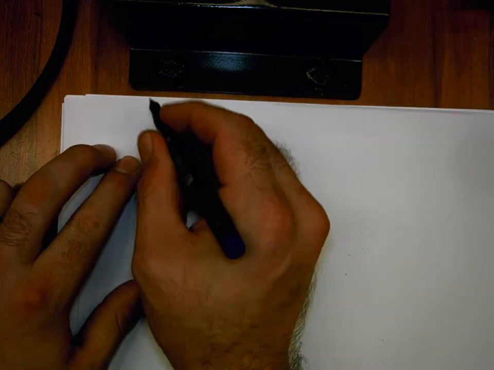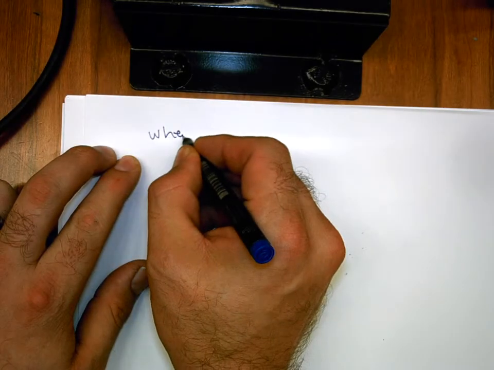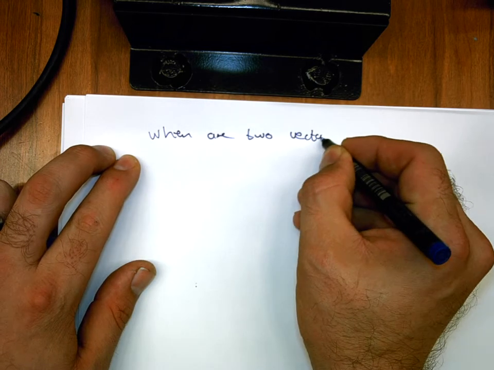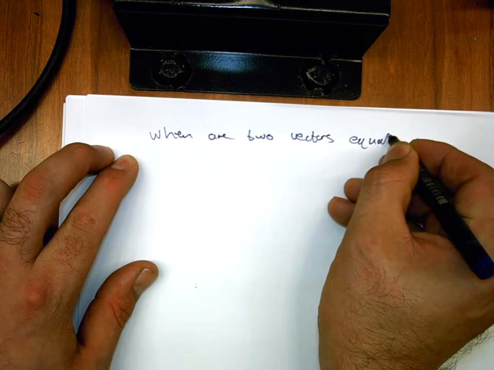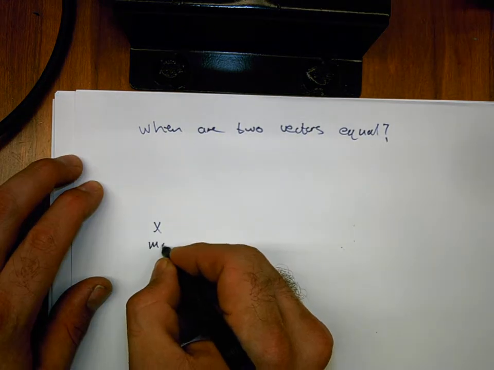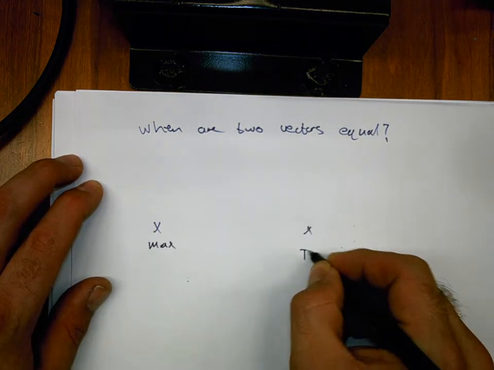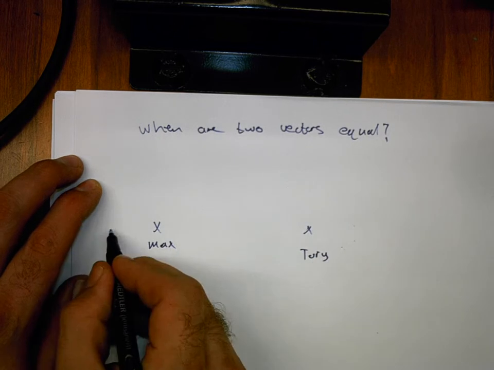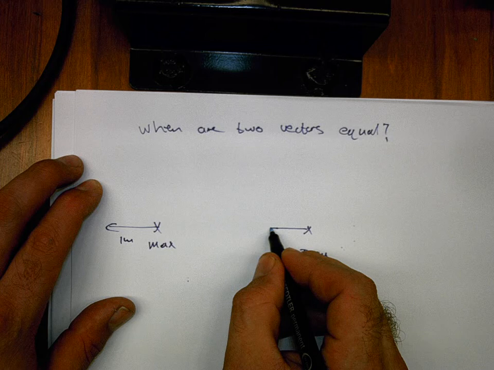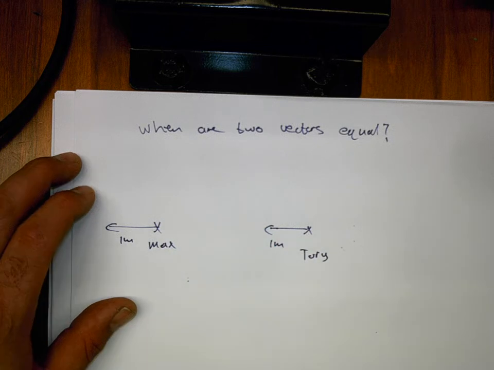So we have now done how to add vectors. What we now have done is, when are two vectors equal? So we had Max over here, and we had Tori over there. Max moved 1 meter to her left. Tori moved 1 meter to her left.